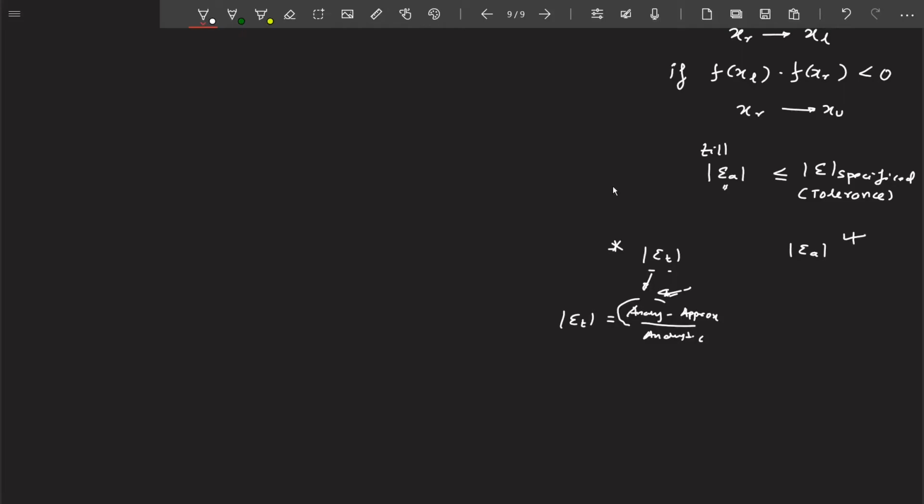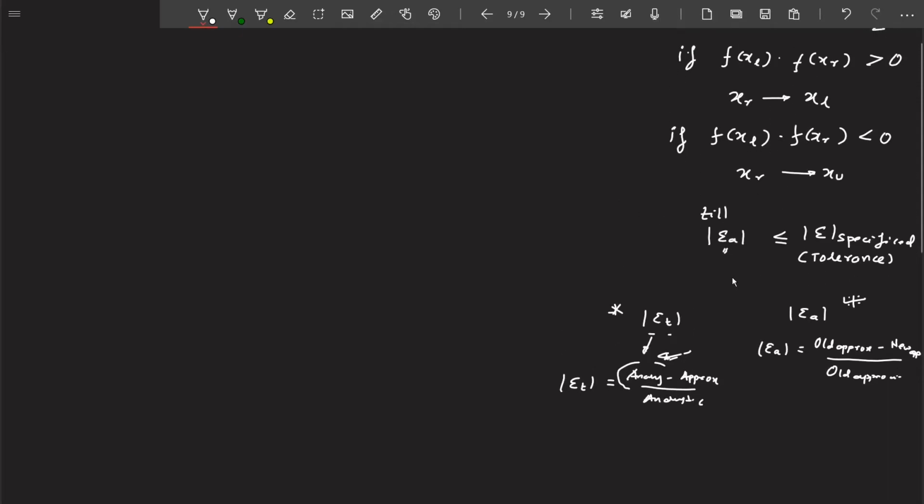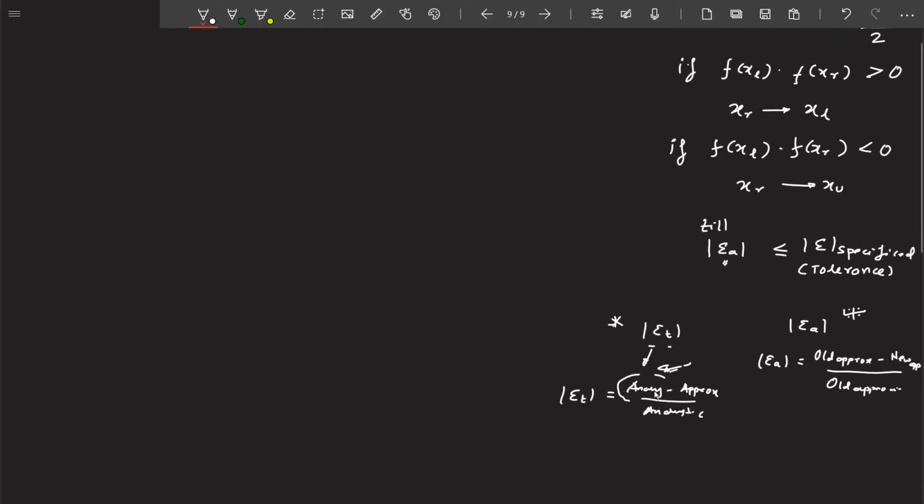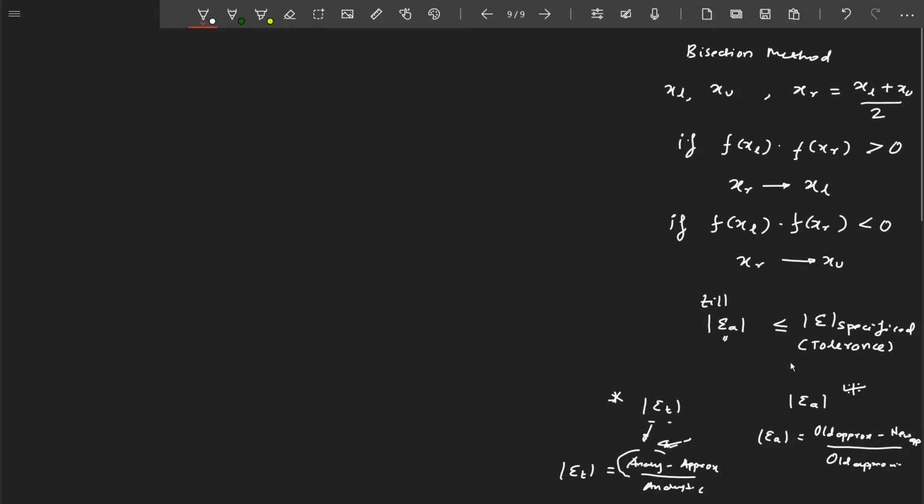So that is why we use this metric, that is approximate error. What is the formula for approximate error? Approximate error is going to be your new approximate value minus your old approximate value, divided by the new approximate value. Whatever value you get now will be your new approximate value, and the previous value is going to be your old approximate value. That is why you use approximate error, because we will not always know the real analytical value of the problem. Okay, so this is the algorithm for the bisection method. If you understand this, you can also implement it in MATLAB. It's very easy. You just have to follow this algorithm.